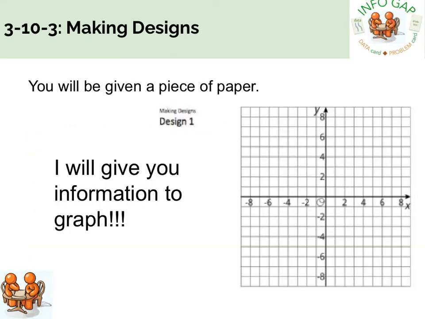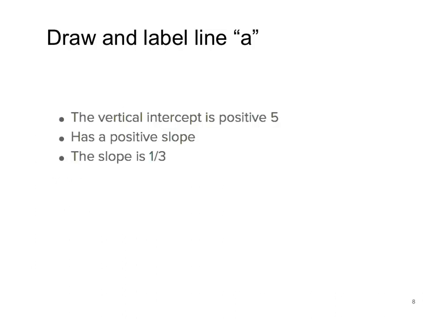All right, so here is the piece of paper that you needed to print out from the top part of the page. And so we have this piece of paper, and I will be giving you information to graph on that graph itself. So I'll give you some stuff, and you're going to graph some things, and then I'll show you what the answer is supposed to look like. So go ahead and graph line A. Line A, the vertical intercept is positive 5. It has a positive slope, and the slope is 1/3. So pause right now and graph it.